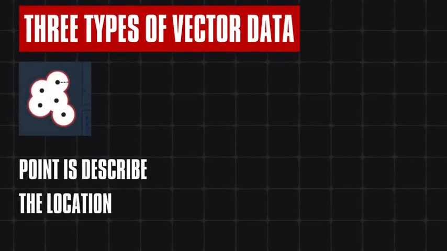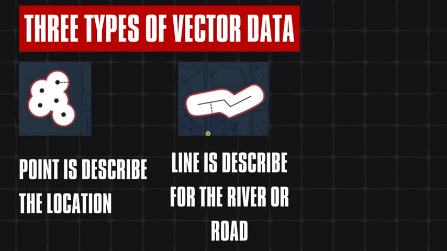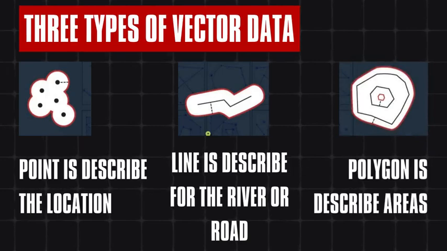A point describes a location. A line describes a river or road. And a polygon describes areas.